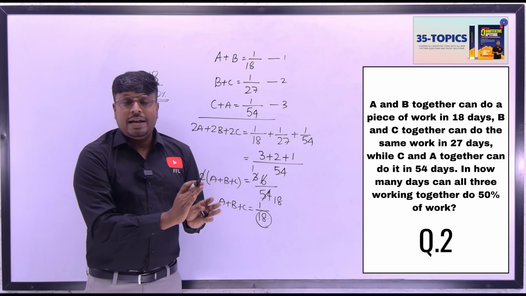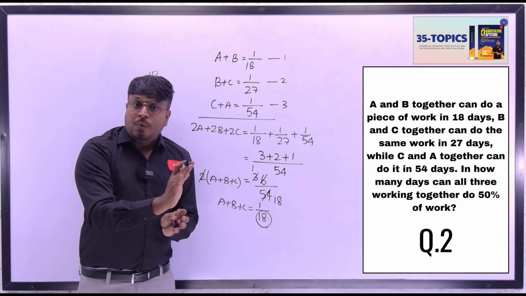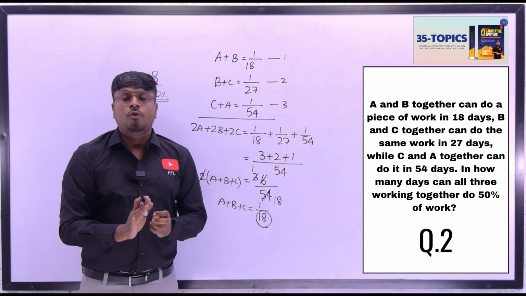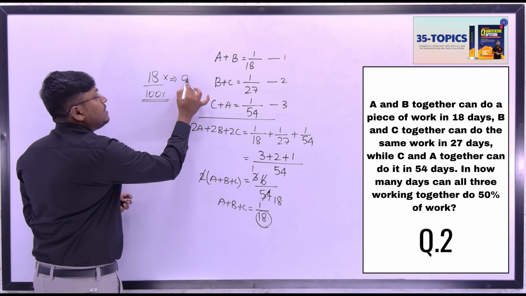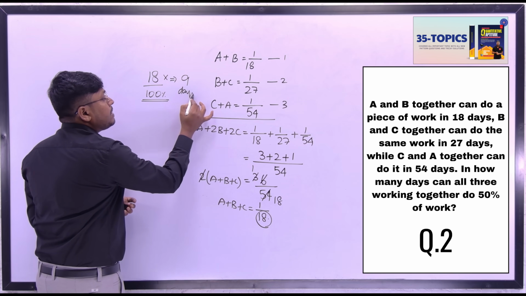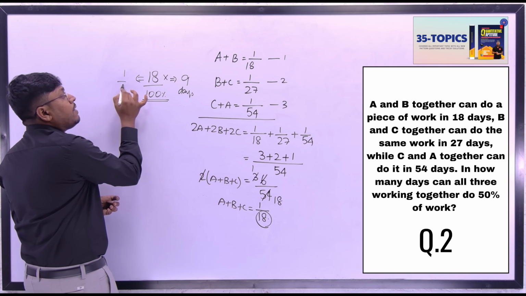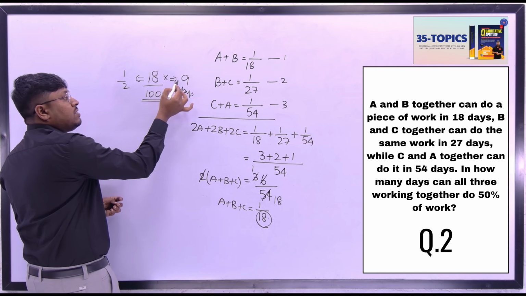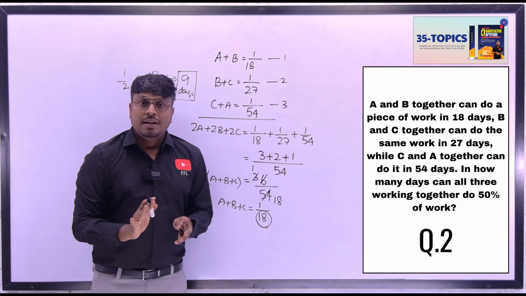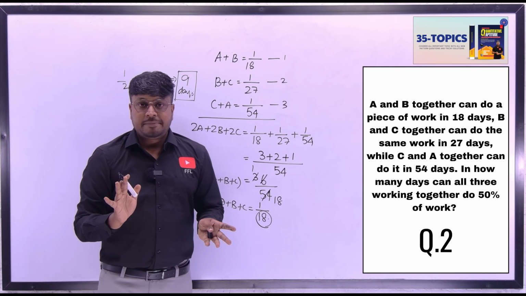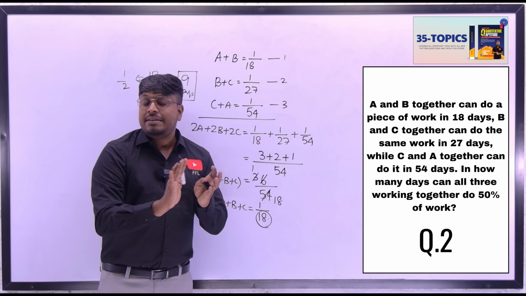What we need to get here is, if they have to do only 50% of the work, how many days it takes? Just find what is 50% of the number, which is 9 days. Yes or no? 50% is nothing but 1 by 2, half of the work. So half of 18 days will be 9 days. So in order to do 50% of the work, they will take 9 days to complete. So it is the easy way to solve the question.